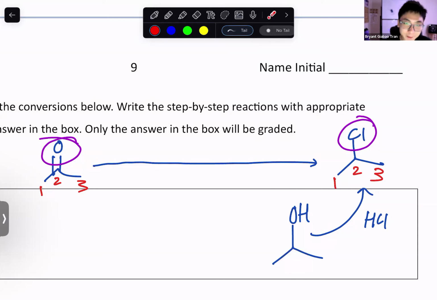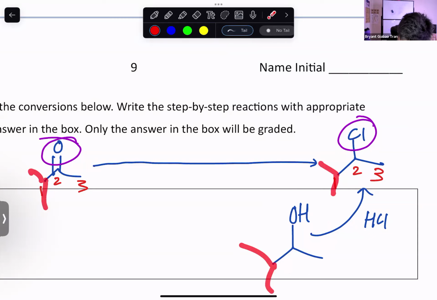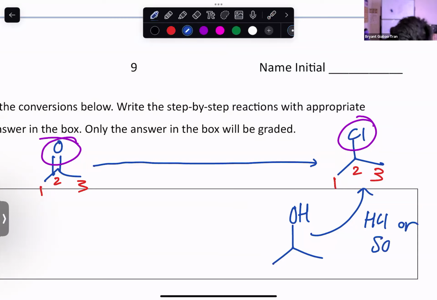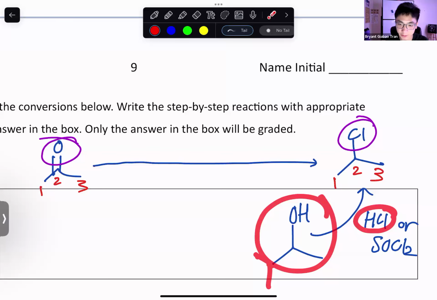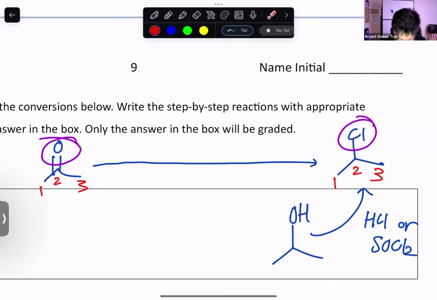There is a safer way though, because let's say your reactant was like this. If you use HCl, then your Cl would be shifted, right? SOCl2 would not do any carbocation rearrangement, right? But HCl would work in this specific example because there's no risk of hydride shift. So if you use HCl in this example, it would work. But just be careful in other reactions, HCl would shift the carbocation to a more stable position, right?